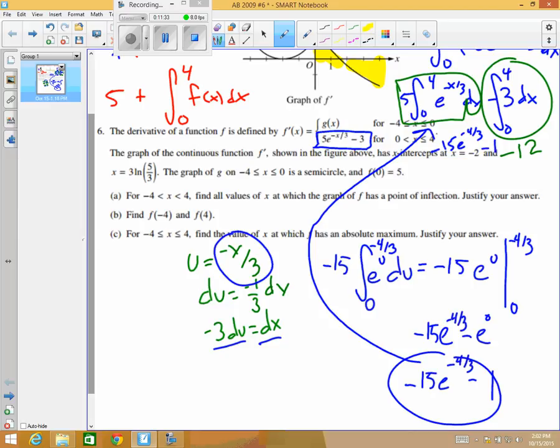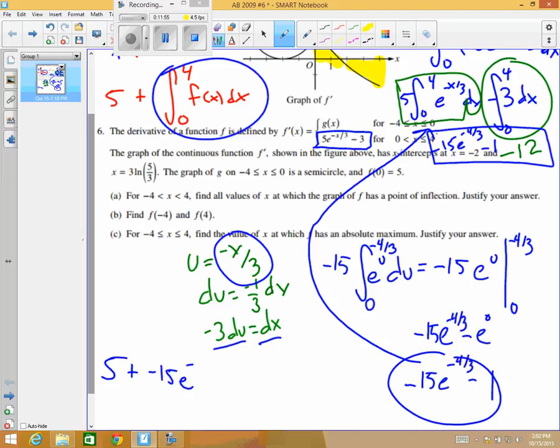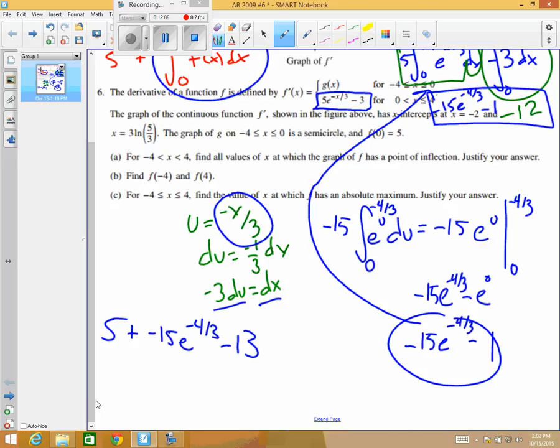And because it would just be too nice to be able to stop there, we have to remember that we just answered that question. So for our final answer, we really want 5 plus that big mess we already got. Negative 15 e to the negative 4/3, and minus 1 minus 12 becomes minus 13. We can simplify that a little bit, but we don't have to. We could call that negative 8.